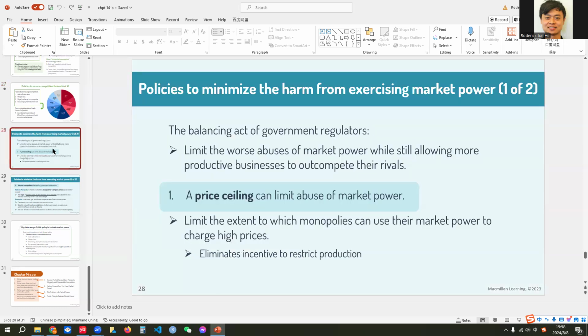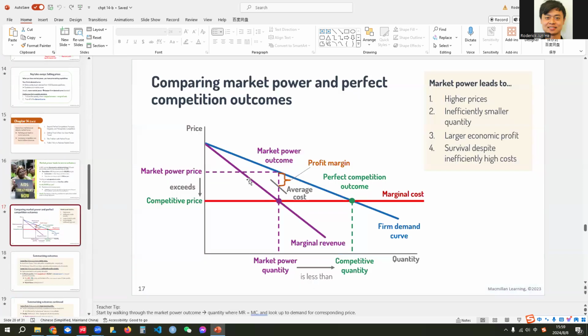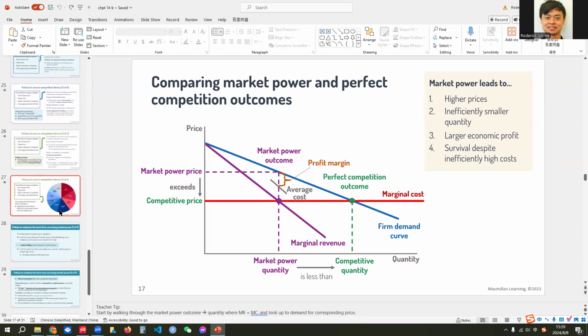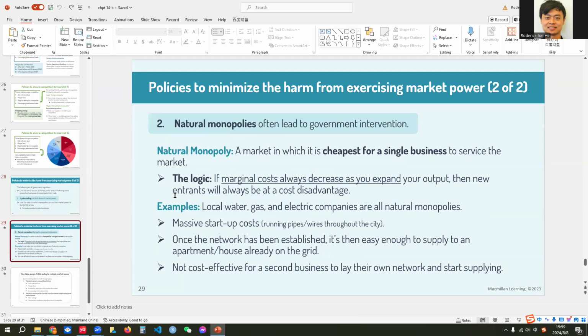So the second one is policy to minimize the harm from exercising market power. For instance, there could be a price ceiling that can limit abuse of market power. So we know that those producers want to suppress their production, cutting output short, pushing up the market price. And now we put a price ceiling. You shall go no further, right? Then that limits what they can exploit from their market power.